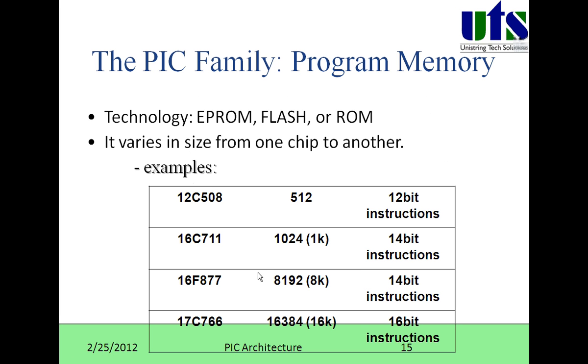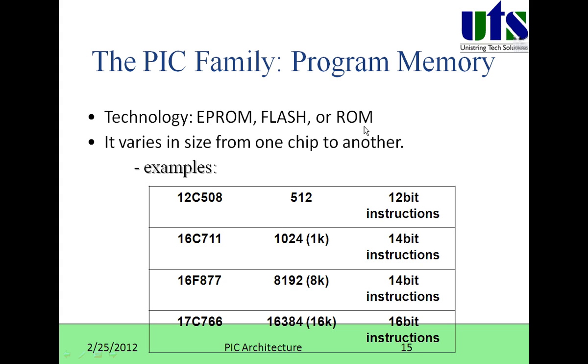And program memory. Each and every family has a different program memory. When coming to 12-bit, that is 5, it has a 12-bit instruction with 512 bytes of memory. Coming to 14-bit instruction, it is 1K, then 2K, 4K, 8K, 16K. In the newer versions, 32K program memory is also there, with technologies EEPROM, flash, ROM.